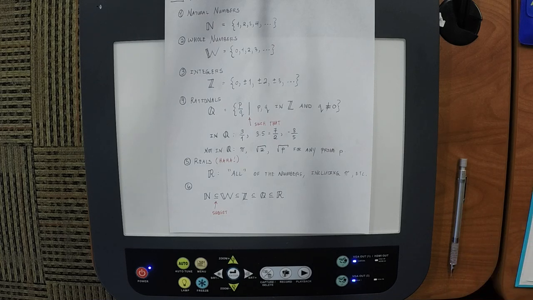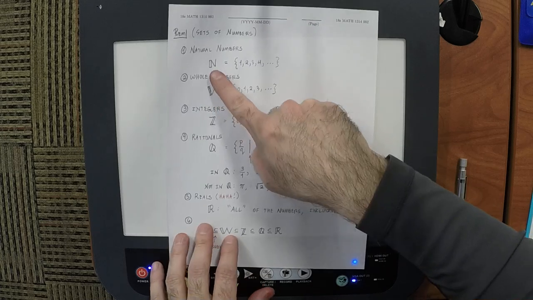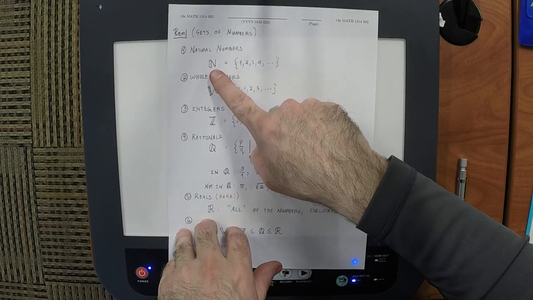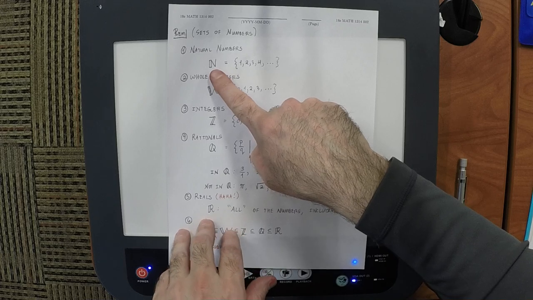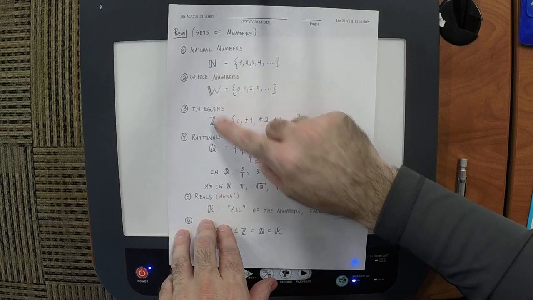Any question about this? I say this because from now on, I'm going to freely use these symbols. And you need to know their names and what they mean, because there's not enough time for me to remind you every time I write it down. And so I'll use that one and that one and that one, and so on.